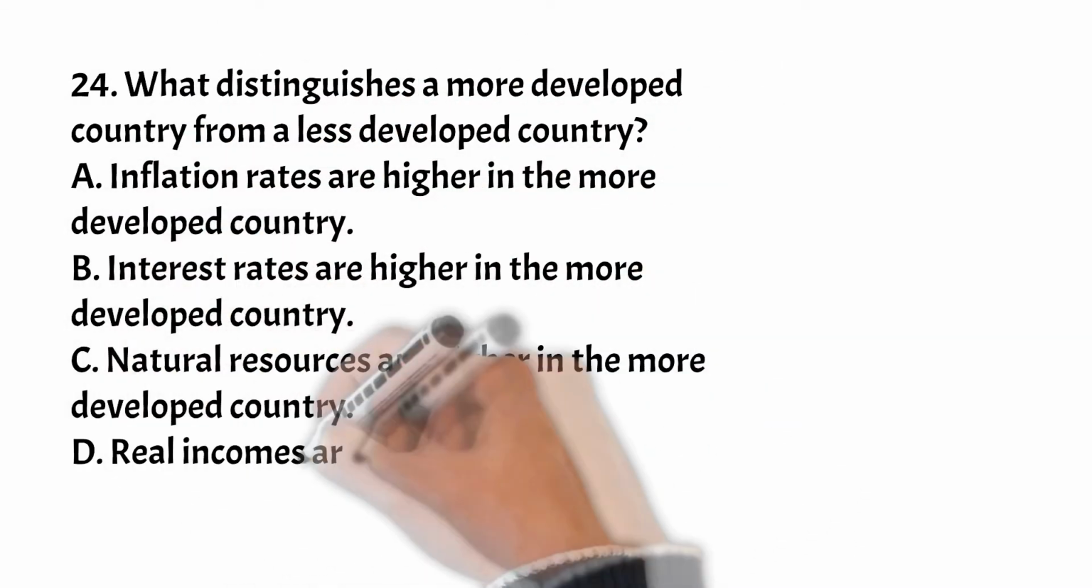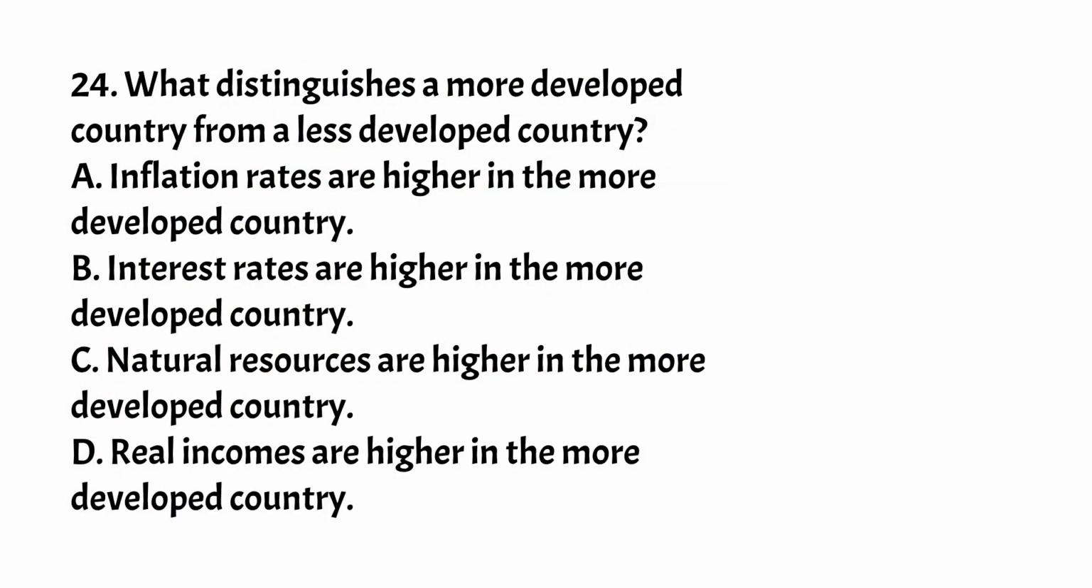Question 24. What distinguishes a more developed country from a less developed country? A. Inflation rates are higher in the more developed country. B. Interest rates are higher in the more developed country. C. Natural resources are higher in the more developed country. D. Real incomes are higher in the more developed country. Well, the first 3 are clearly nonsense. We could come up with many examples to dismiss these options. The answer is D. Real incomes are higher in the more developed country.